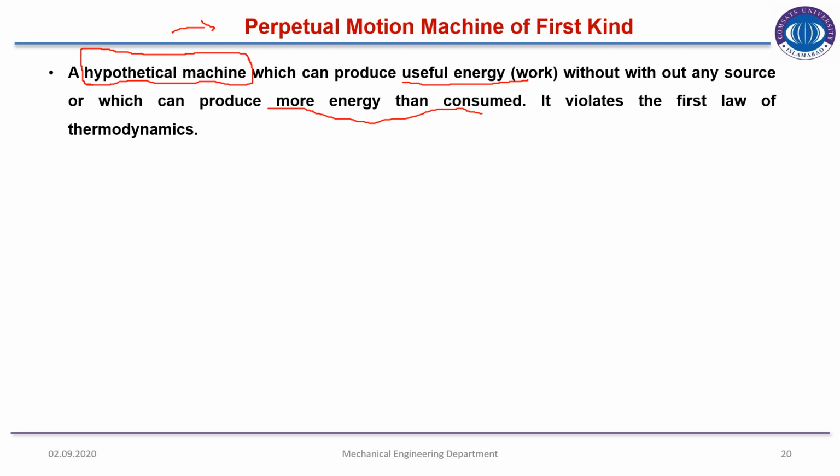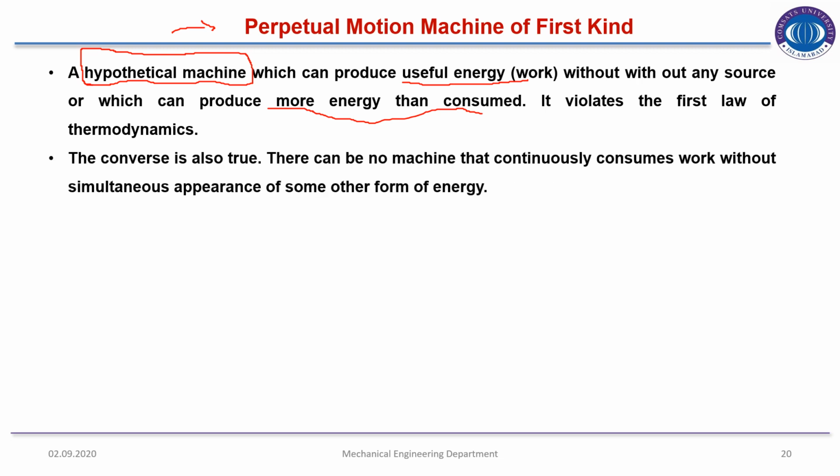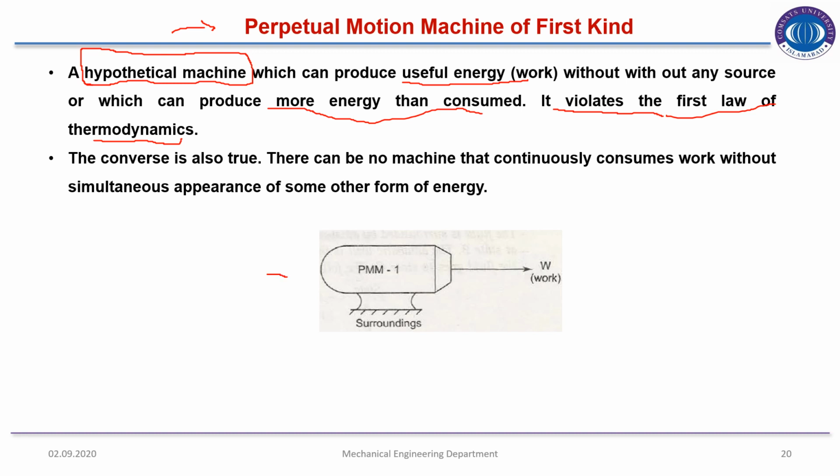So the perpetual motion machine of first kind suggests that useful energy can be produced without any source. So it violates the first law of thermodynamics. So if you are asked what is perpetual motion machine, you will say that it is a hypothetical machine which violates the first law of thermodynamics, because it can produce energy without any source. That is not possible. So that is a pictorial view of perpetual motion machine of first kind. You are seeing that there is no input source.